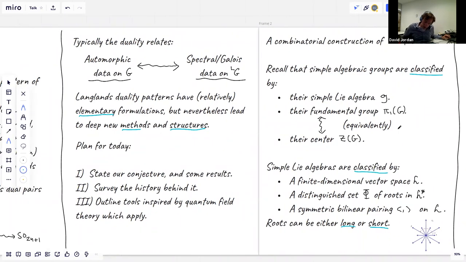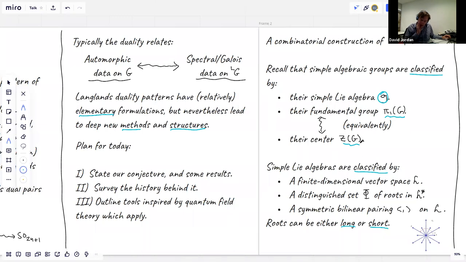So just to dispel any mystery, I want to say, what is this procedure to get the Langlands dual group from the original group G? For this, I want to recall that if we have a simple algebraic group, it's classified by some data. So we have its Lie algebra g, and then we have also to specify the fundamental group of G, so pi_1 of G. And from that data of the fundamental group, we can also determine the center of G. So they're not the same group, but there's a way to determine one from the other. So equivalently, if we specify either of those, we've fixed the group.